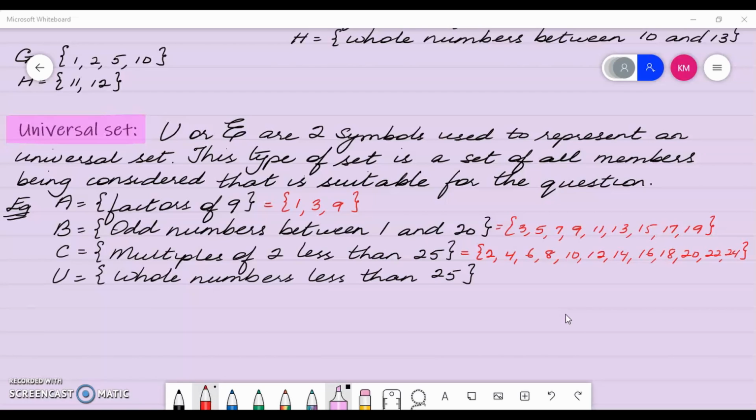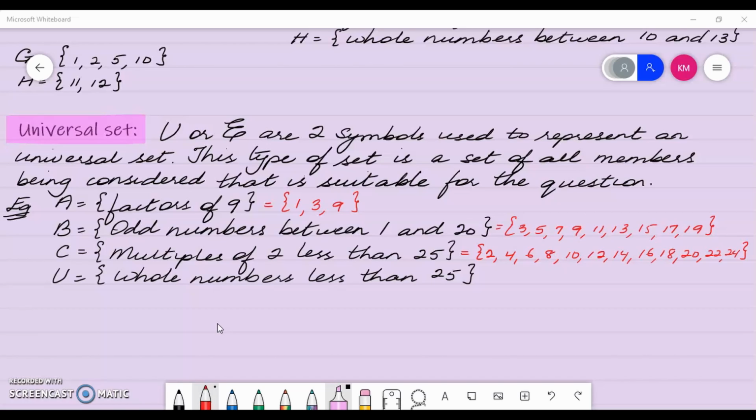Now, what can be a possible universal set that is going to include all of those numbers? I have come up with a set here, which is whole numbers less than 25. Is that going to include all of those numbers for those three sets? Yes. Whole numbers less than 25 starts from 0 and then goes 1, 2, 3, 4, 5, 6 all the way to 25. And if you look in those three sets, all those elements are included in that universal set, whole numbers less than 25.